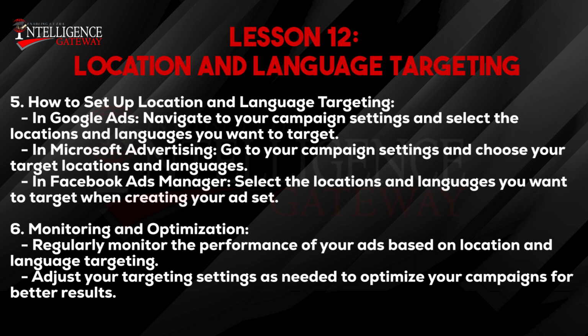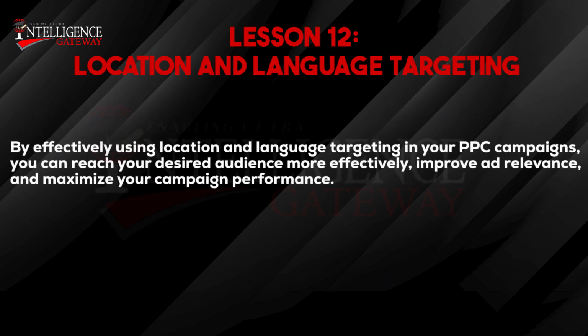6. Monitoring and optimization. Regularly monitor the performance of your ads based on location and language targeting. Adjust your targeting settings as needed to optimize your campaigns for better results. By effectively using location and language targeting in your PPC campaigns, you can reach your desired audience more effectively, improve ad relevance, and maximize your campaign performance.